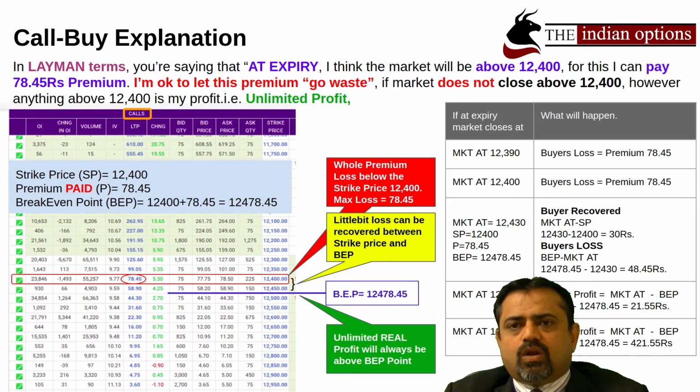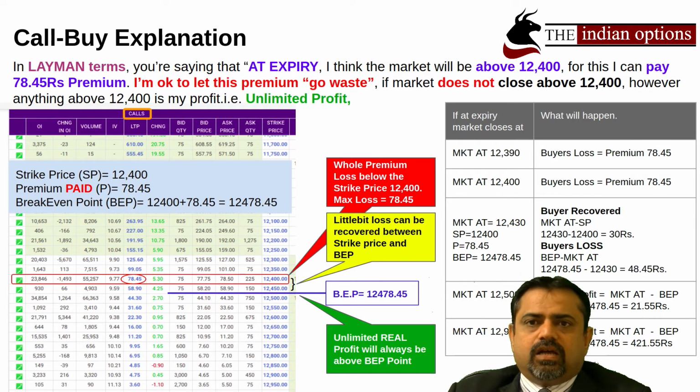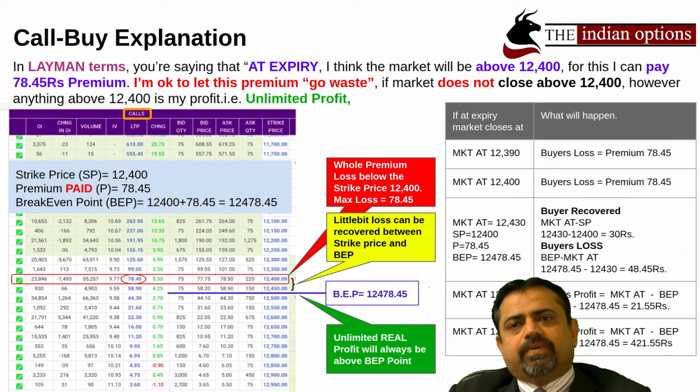So his actual loss is going to be 48 rupees 45 paise, which can also be shown here, that is break even point minus the market trading at. So that is the loss. So overall, if the market closes at 12,430, even though the market is above the strike price that the buyer has chosen, it is still below the premium that he has already paid, so he is still going to make some loss. That loss is going to be 48 rupees and 45 paise.